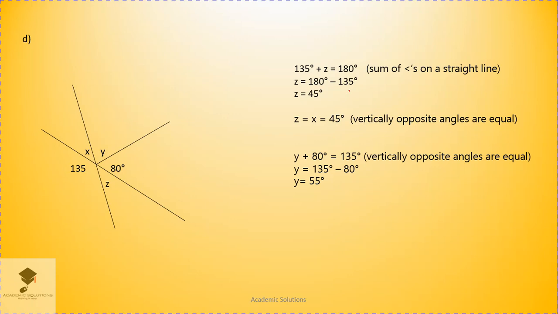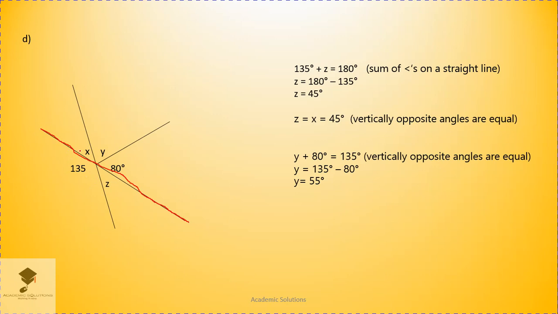D. So we're supposed to find the unknown angles here, which are x, y, and z. Okay, let's start. You have 135 here plus z. This is a straight line. You have a straight line here.